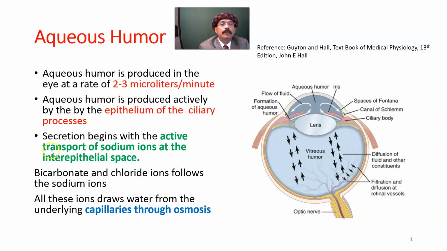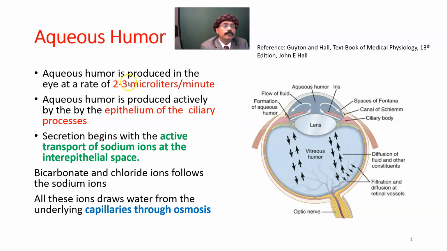The aqueous humor is present in the anterior chamber of the eyeball as well as the posterior chamber of the eyeball. Anterior chamber is the area between the iris and the cornea, and posterior chamber is the area behind the iris and in front of the lens and ciliary process. Aqueous humor is present in the anterior chamber and the posterior chamber.